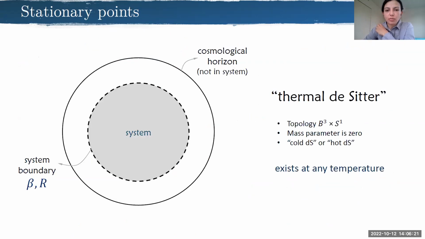The first stationary point that I'm going to show you is the region inside the static patch of a de Sitter space. So the system is here. This is the system boundary. This is a space diagram that I'm showing you. So the system does not include the cosmological horizon. We call this solution thermal de Sitter. This is the analogue of hot flat space in the zero cosmological constant case. This solution exists at any temperature, no matter what temperature you choose for your canonical ensemble.